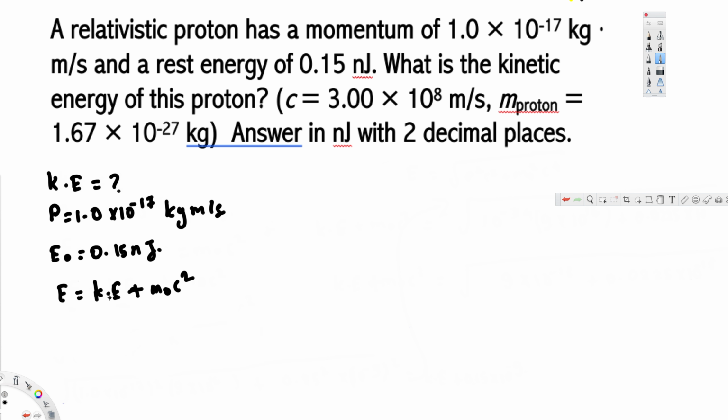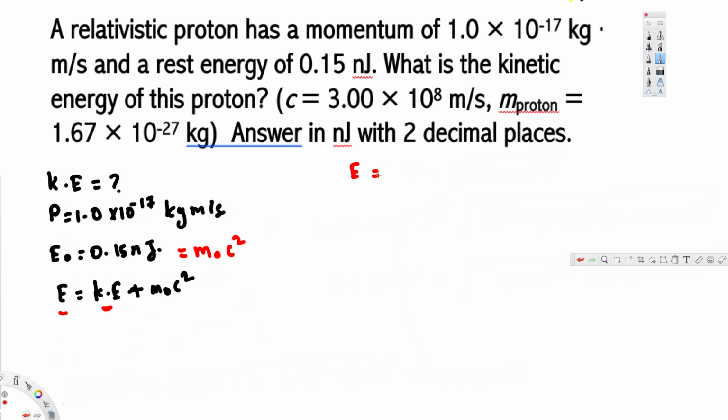E is equivalent to kinetic energy plus m naught c square. Now let's see whether we have all the information available. If you look at this energy, this is not here, because rest energy E naught is provided, but we don't have the relativistic energy, so we have to do something about that. Here we are trying to find kinetic energy. E naught is equal to m naught c square, so you don't have to worry about that one, because you can replace this m naught c square with this 0.15.